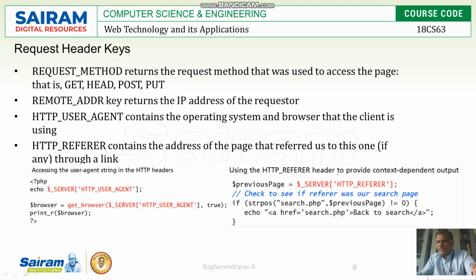HTTP referrer header is used to provide context-dependent output. It is nothing but the previous page, if it is going to be referred. HTTP referrer previous page. So check to see if the referrer was from a search page that he was doing. Okay, if string position of search.php in the previous page is not equal to 0, then that particular page is going to be fetched. Okay.